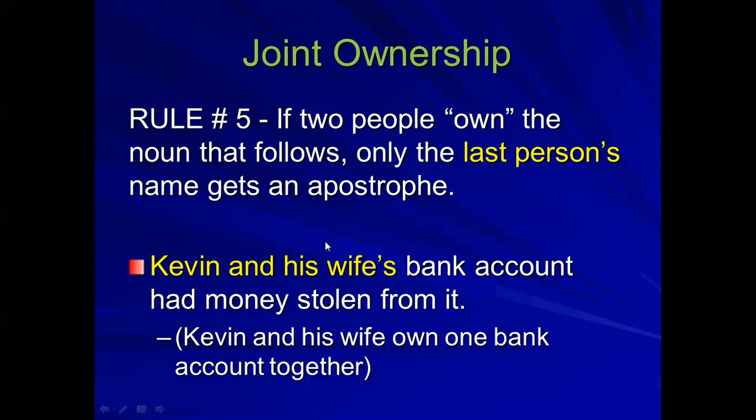Kevin and his wife's bank account had money stolen from it. That means there's 1 bank account and it belongs to both of them. So only the last person named gets the apostrophe S. And that changes in cases like this.